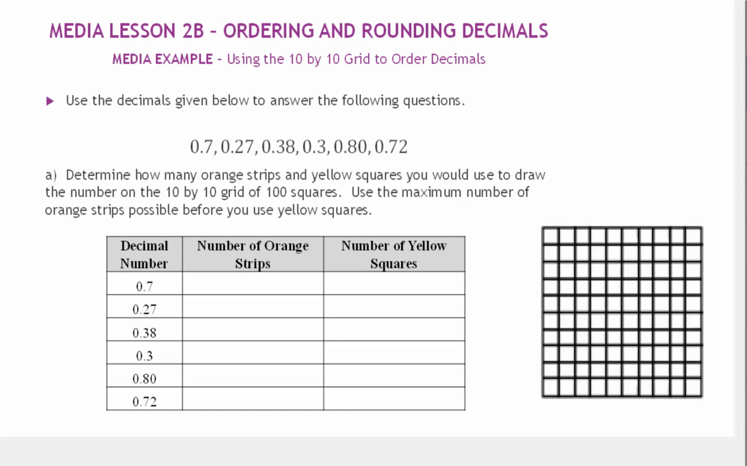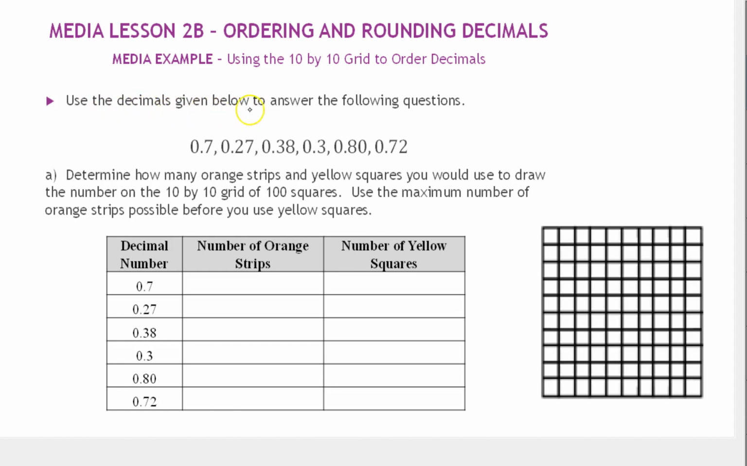Welcome to your first video for Number Sense 2, Module 2, Media Lesson 2B, Ordering and Rounding Decimals. In this first example, we're going to use the idea of the 10 by 10 grid that we learned in Media Lesson 2A to order decimals. So remember, to order decimals or order numbers means to write them from least to greatest.